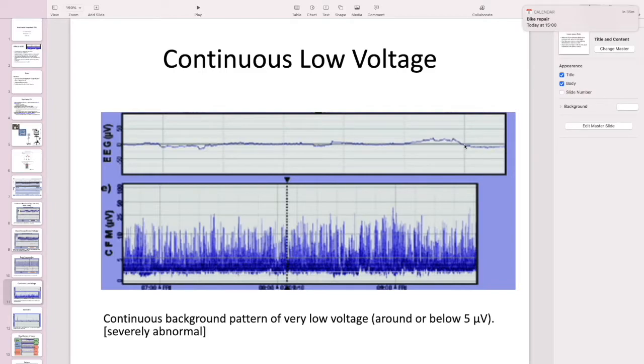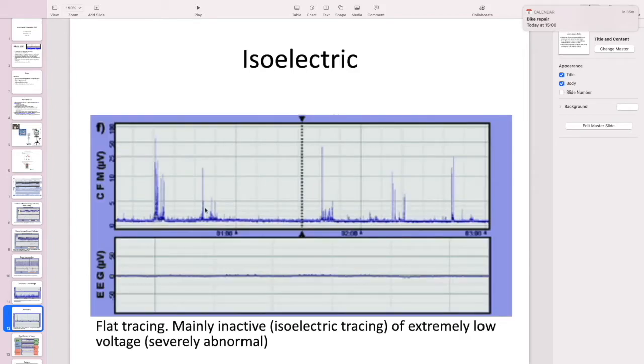So again, severely abnormal. And then finally, the most abnormal one, or severely abnormal, is isoelectric. So here, essentially, there's no activity really in the brain, or that's being picked up. So those are the 5 different background traces that you need to be aware of.